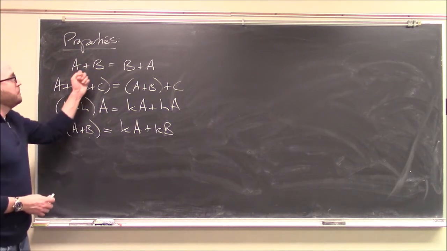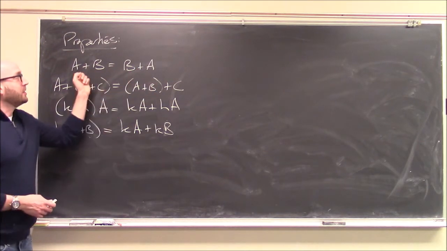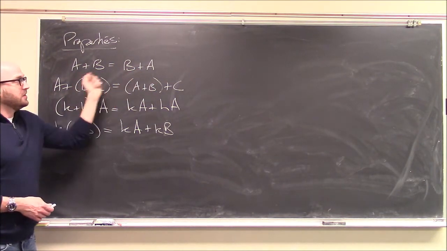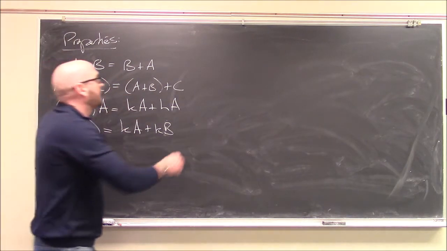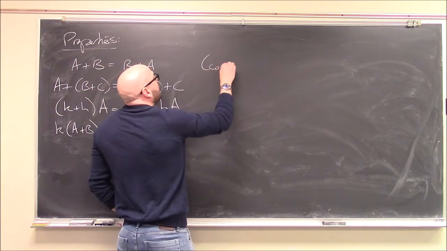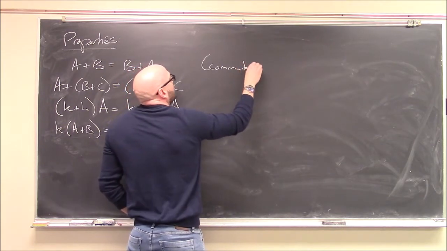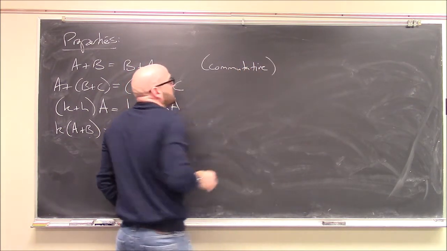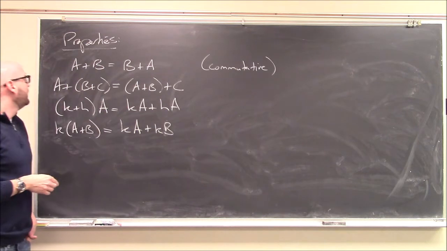The first one is A plus B equals B plus A. In other words, it doesn't matter which order you add matrices together, you still get the same result regardless. And we have a name for this, which is of course commutativity. So this says that addition is commutative, so that's nice.